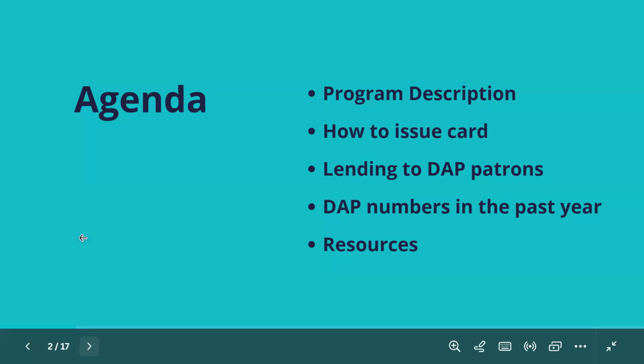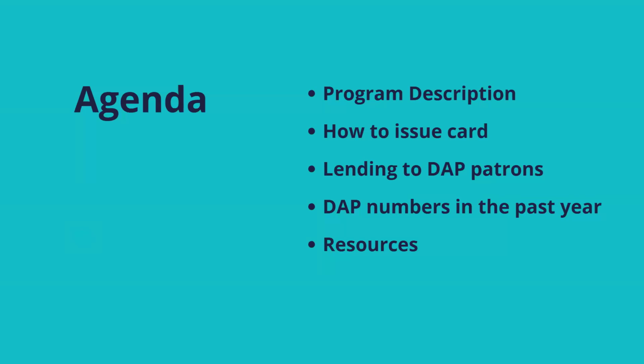Like I said, DAP stands for Direct Access Program. I'm going to go over a little bit about the history of the program and how it's changed. We're going to talk about how to actually create the card for the patron and what to do with it. And the trickier thing is then how patrons use the card. So we'll talk about lending in DAP. I'm going to show you some of our stats for the past year, including the results for the statistics form that everyone filled out, and kind of list our resources that we have.